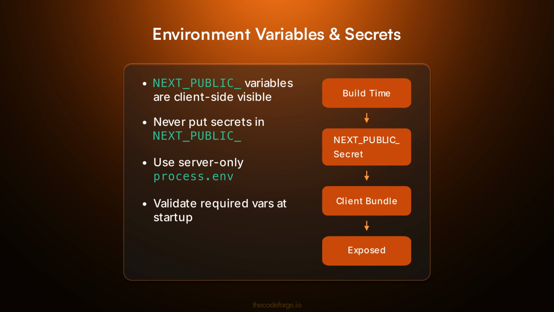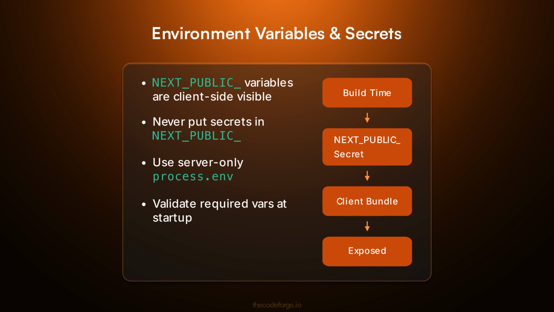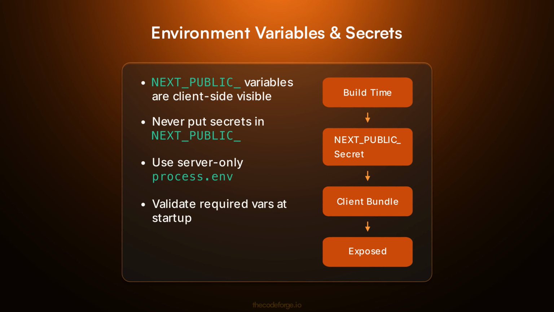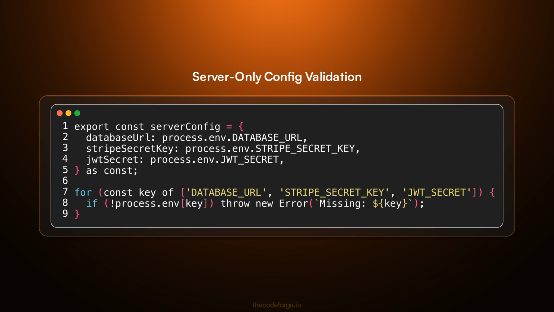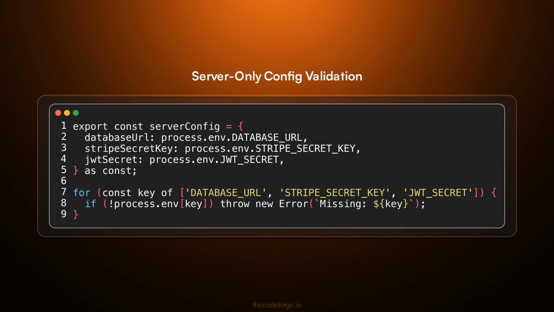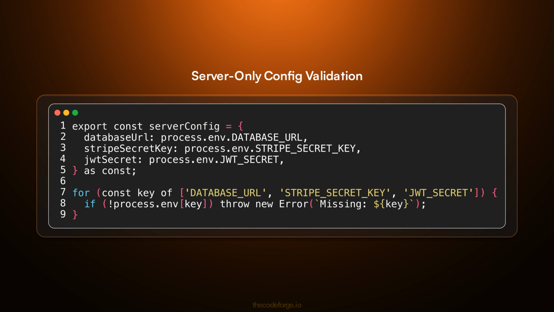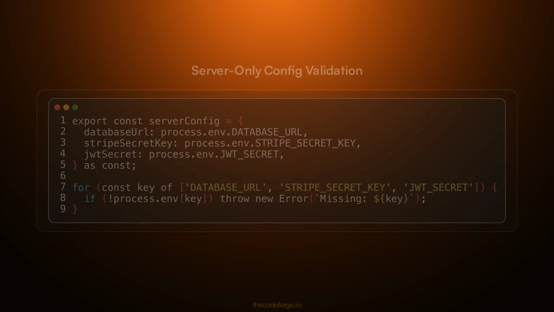Secret management has a critical pitfall. Next public environment variables are baked into the client-side bundle at build time. Any value with this prefix becomes visible in the browser's JavaScript source. Never put a secret in a next public variable. Access secrets via process.env without the next public prefix. Validate that all required environment variables are set at startup to fail fast if any are missing.